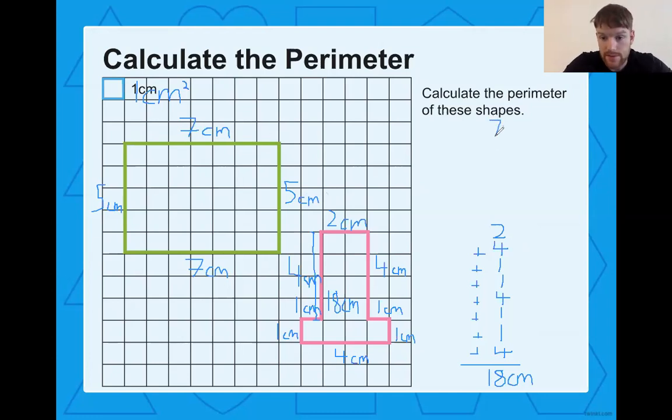So let's go 7 plus 5 plus 7 plus 5. 7 plus 5 is 12. 12 plus 7 is 19. 19 plus 5 is 24. So the perimeter of this rectangle is 24 centimeters. Okay, that's the perimeter.